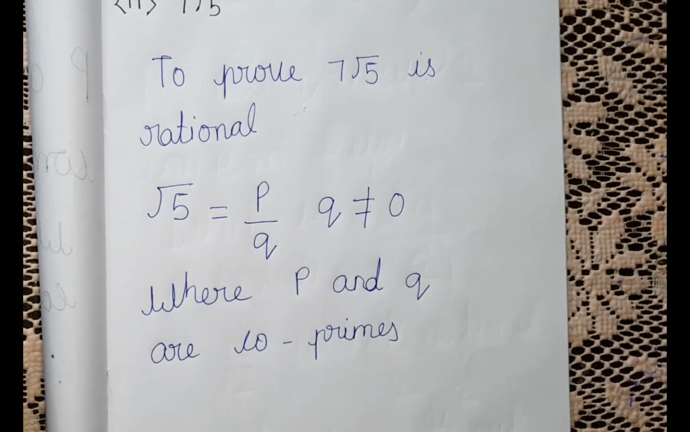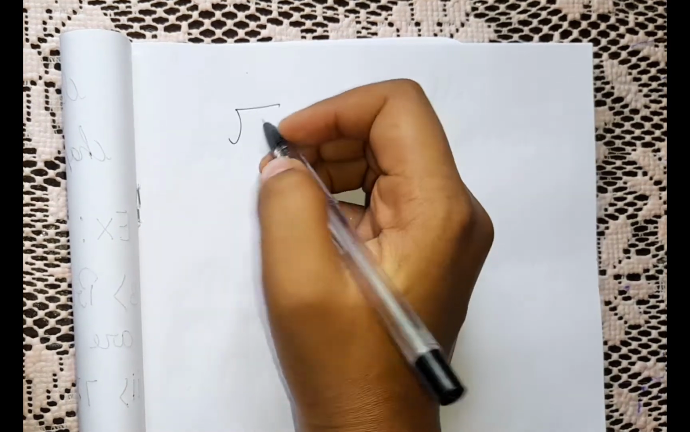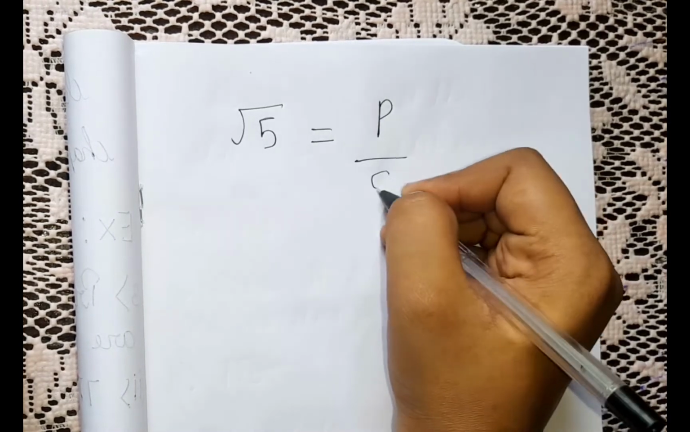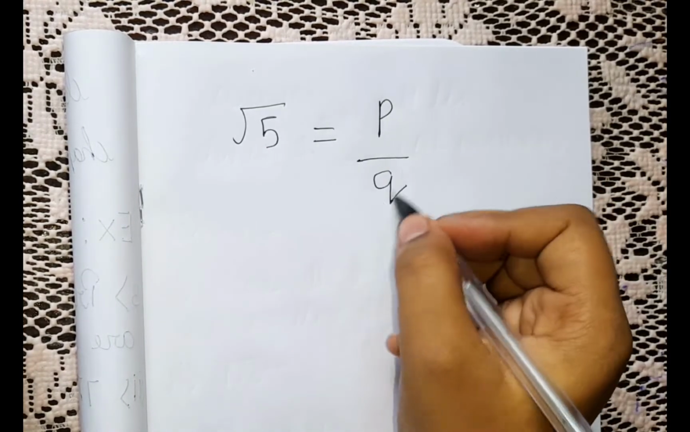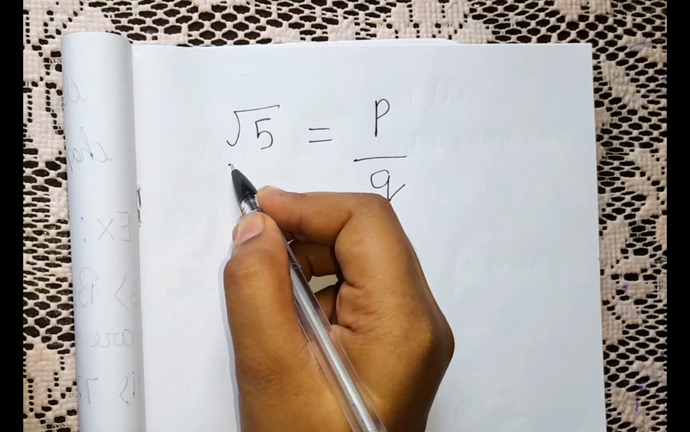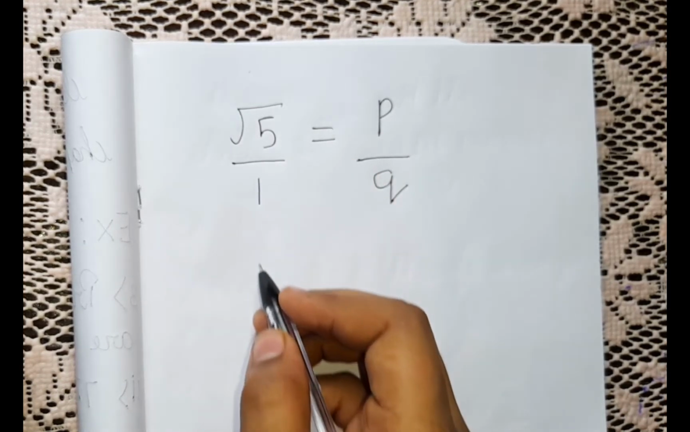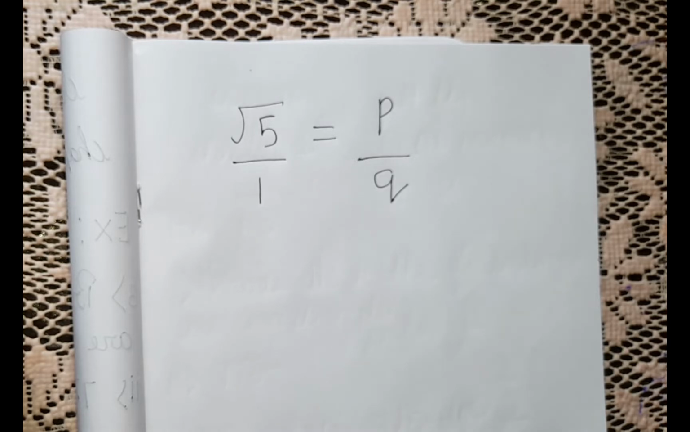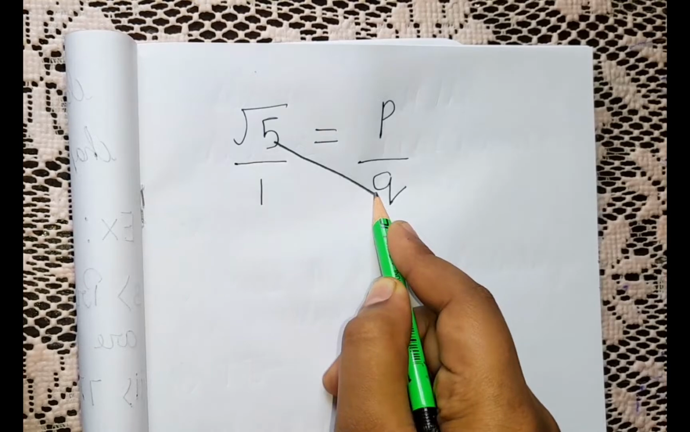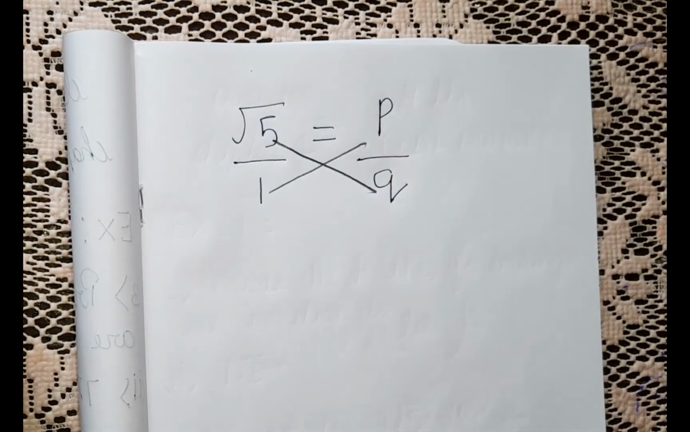Now let's write. Root 5 is equal to p by q. Here it is in the fraction form, so here also it has to be in the fraction form. So we shall write root 5 divided by 1. And now we are going to be doing cross multiplication. So root 5 into q and 1 into p. This is the cross multiplication method.